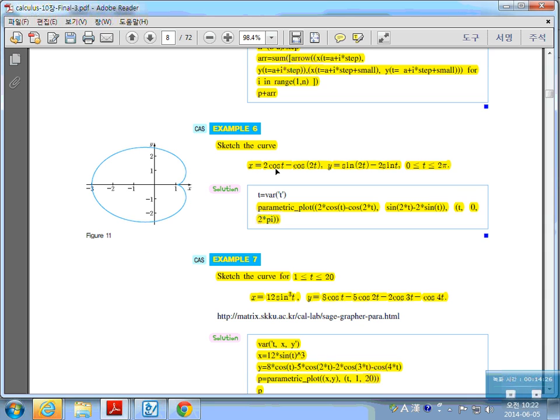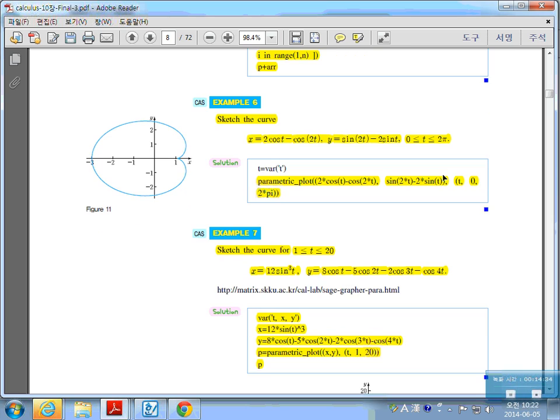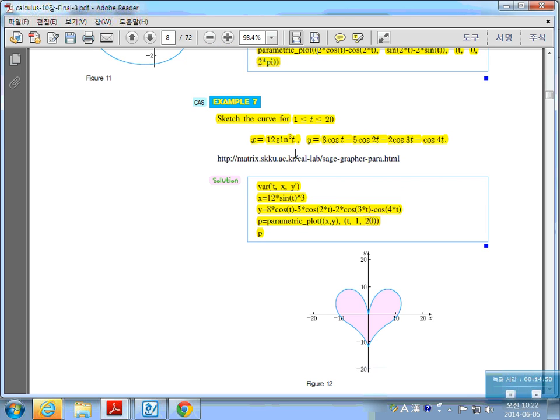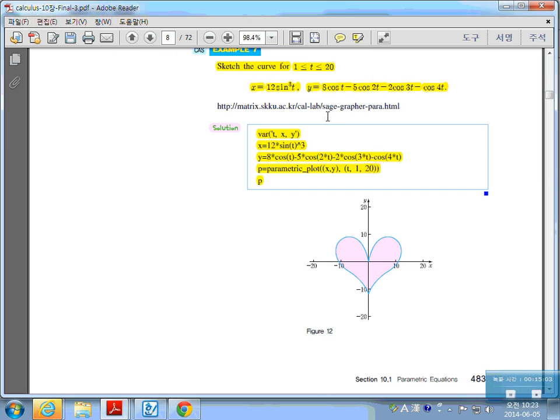Another thing: sketch the curve x is equal to 2 cosine t minus cosine 2t, and y is equal to sine 2t minus 2 sine t, t from 0 to 2 pi. Then we can also draw the graph by parametric plot, like this. X here, y here, and t from 0 to 2 pi. Okay. Similar things. Sketch the curve for t from 1 to 20, when x is equal to 12 sine cubed t, y is equal to this. Then we can draw this graph at this web address.